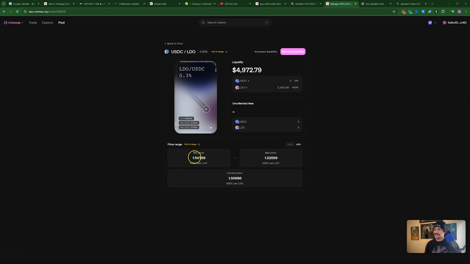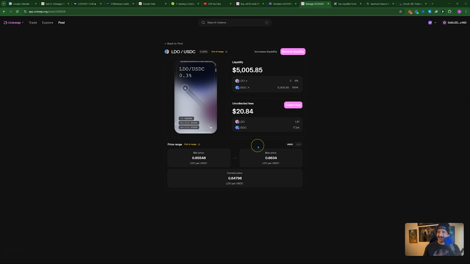You can see here, it's a very tight range. The whole purpose of this liquidity pool is to swap my LDO into USDC. So in a few minutes, hopefully, I will get that swapped, and then we'll go on to the next step. Okay, that took about half an hour or so. And it swapped, as you can see, from LDO to USDC. Made almost 21 bucks on 5K.